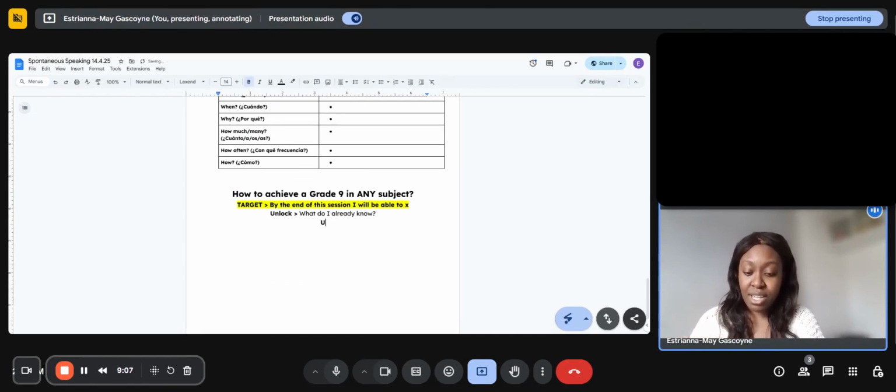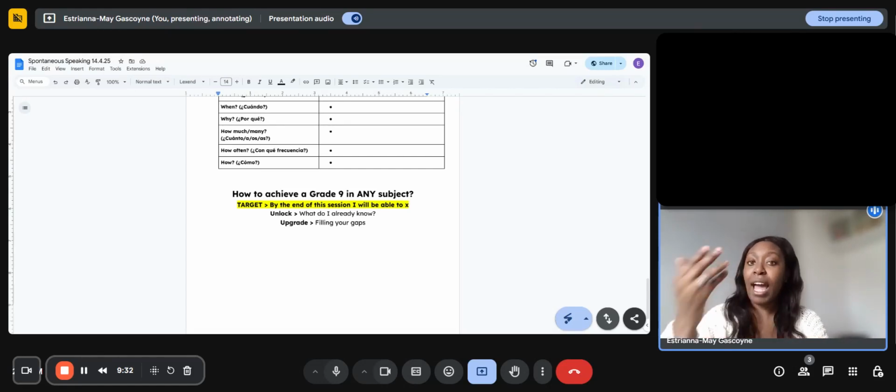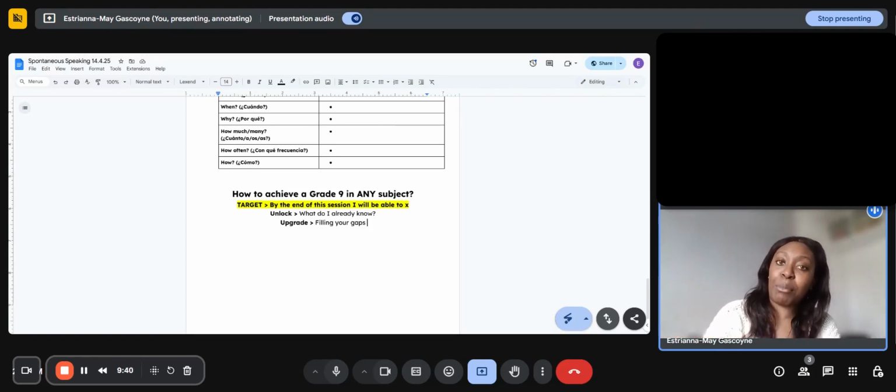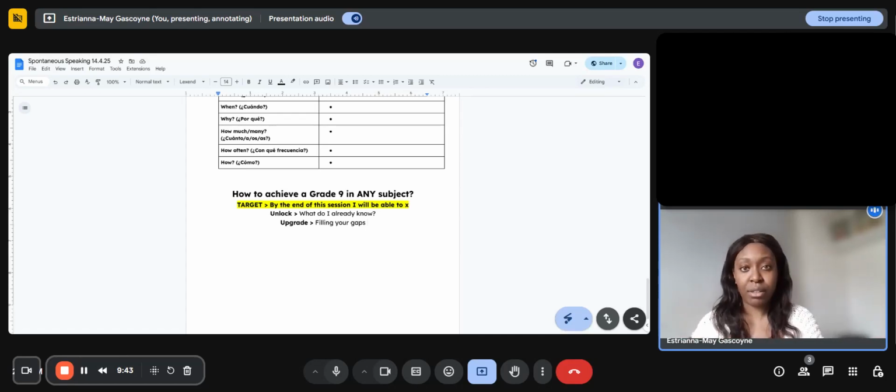So then the next phase is upgrade. This is filling your gaps. You notice I always ask you questions up until, when do I help you? At what point do I start helping you? When I know that you genuinely cannot, you've gone as far as you can go, and I have to push you sometimes. I don't have to push you as much as I used to. You're much better at getting yourself to that point where it's like, okay, I actually genuinely don't know. And so then you focus on filling your gaps.